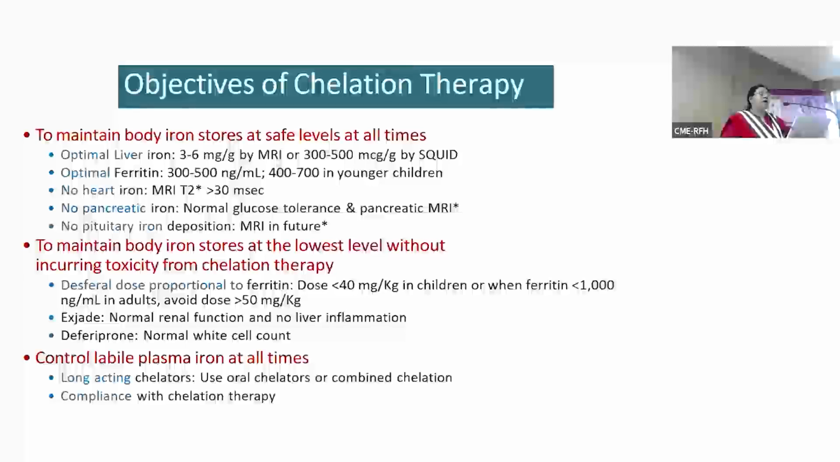So this should be our aim to maintain the iron stores. You have to maintain the iron stores at the lowest level without toxicity. Supposing if you use drugs in very high doses, you may cause toxicity related to the iron chelator. So you have to maintain the dose appropriately so that you do not exceed the toxic doses, and also control the labile pool. Finally, all the toxicity related to iron is because of the iron labile pool, which causes oxidative stress and injury to the tissues. So long-acting chelators, which act for 24 hours, have to be used. And finally, you all know these drugs have to be taken lifelong, and therefore compliance is a very, very important factor.